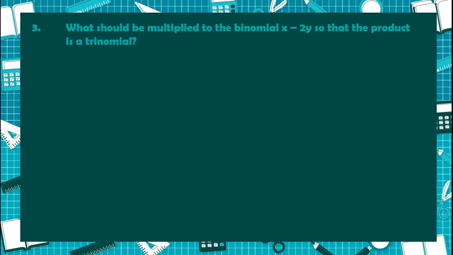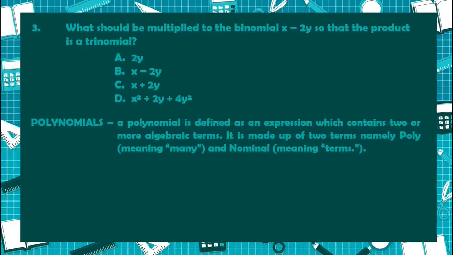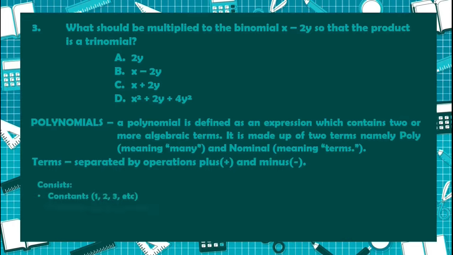Let's proceed with our question number 3. What should be multiplied to the binomial x minus 2y so that the product is a trinomial? A, B, C, or D? This question involves polynomials. A polynomial is defined as an expression which contains two or more algebraic terms. It is made up of two words, namely poly, meaning many, and nomial, meaning terms. Terms can be separated by operations plus and minus. Polynomials consist of constants, variables, and exponents.